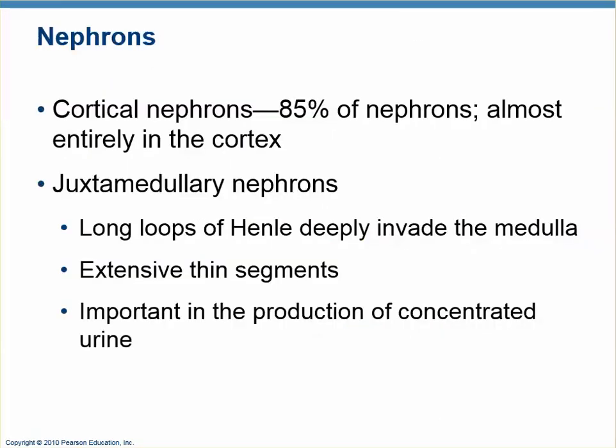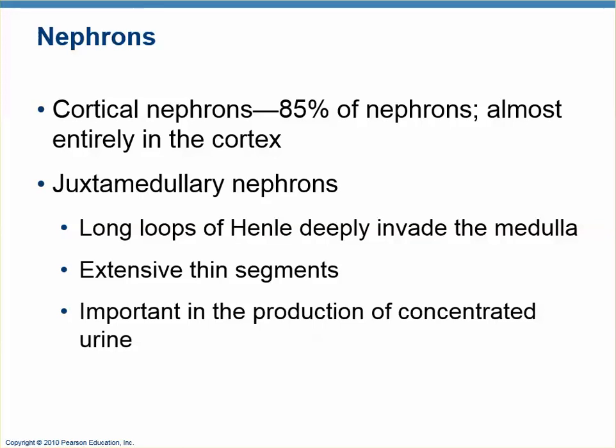Now, most of the nephrons are found in the cortex. The loop of Henle only just barely makes it down into the medulla, into the medullary pyramids.